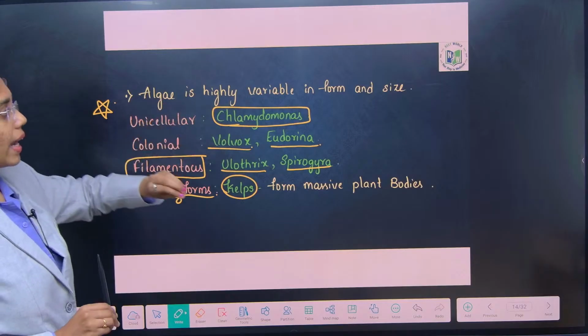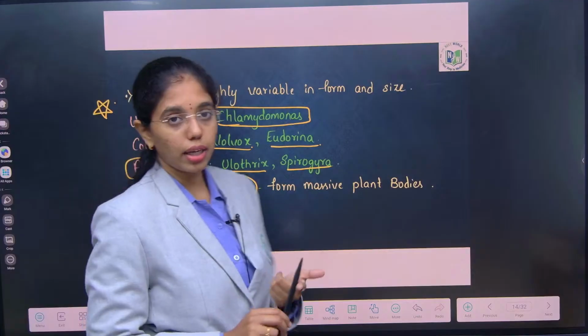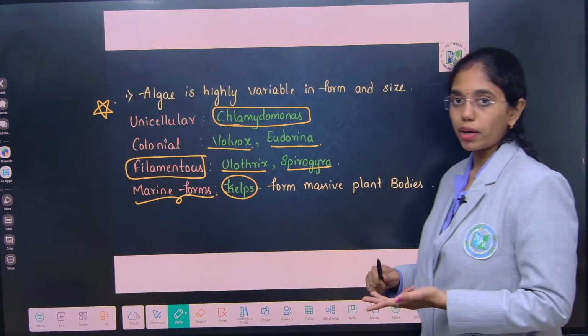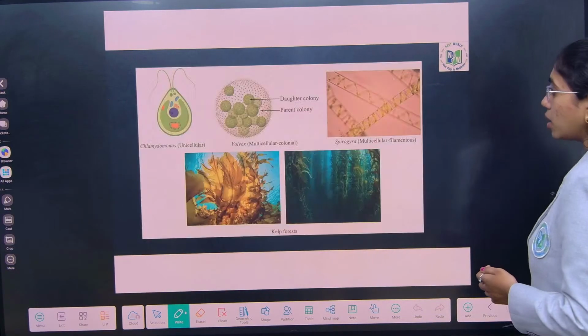So, algae is highly variable in form and size. Unicellular includes Chlamydomonas, colonial forms Volvox and Eudorina, filamentous Ulothrix and Spirogyra. Marine forms include kelps, which form massive plant bodies.